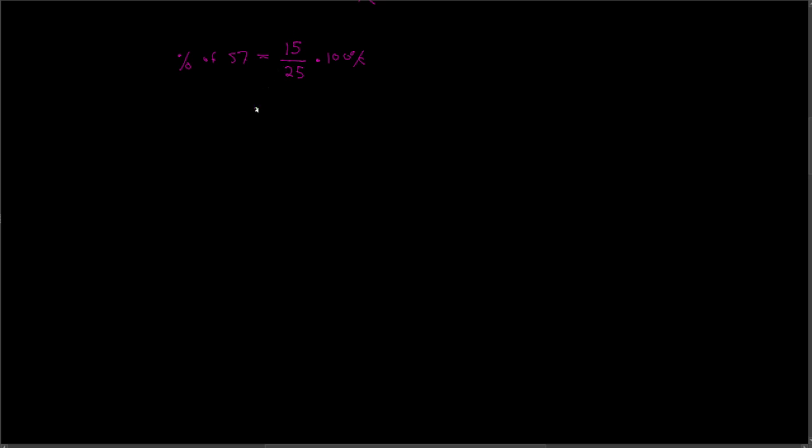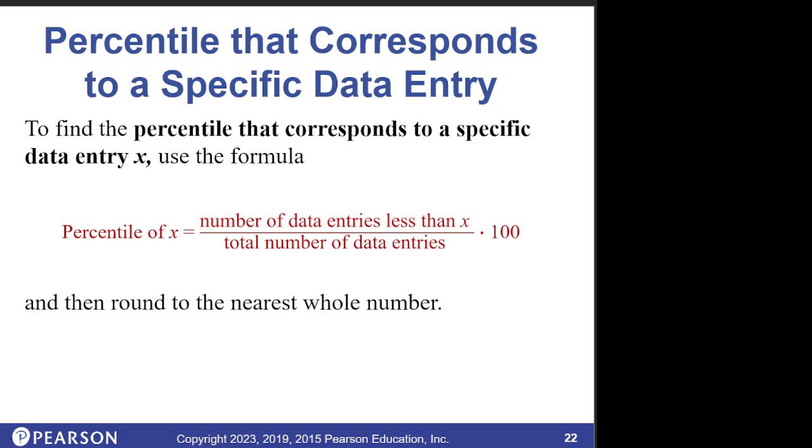So these are both divisible by 5. So that's 3/4 times 100%, or 75%. So 57,000 would be the 75th percentile for that particular data set.